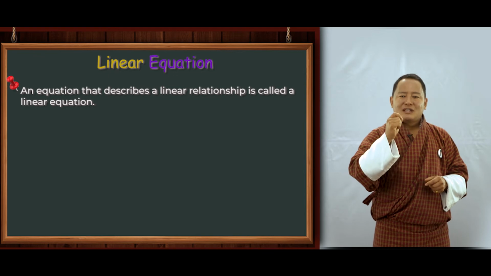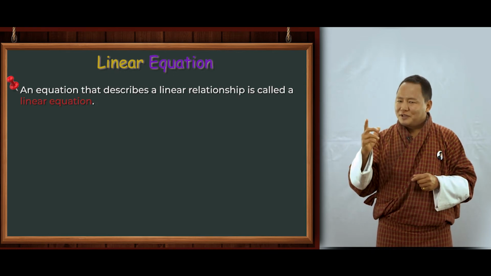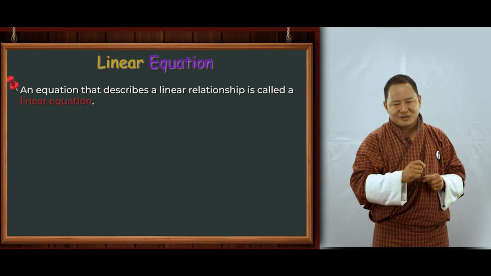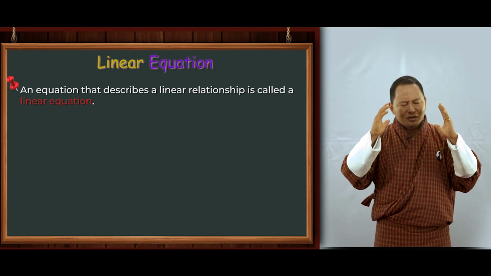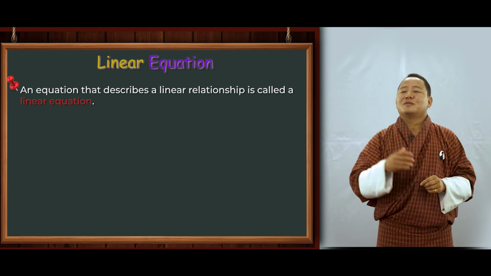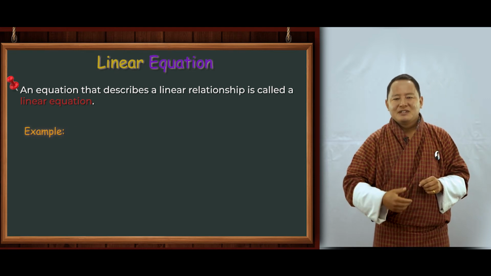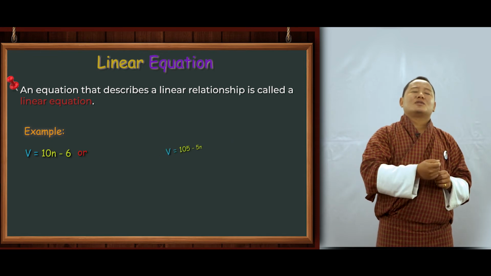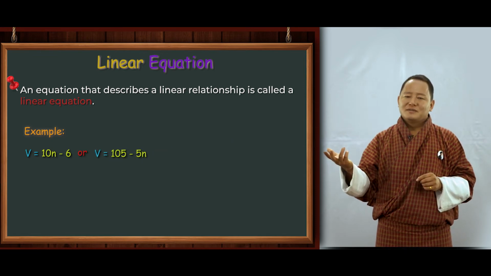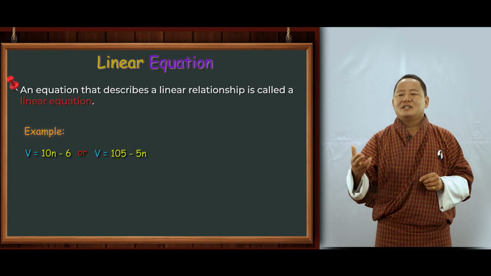An equation that describes a linear relationship is called a linear equation. So far we came up with so many equations, and all those equations are examples of linear equation. For example, v equals 10n minus 6, or v equals 105 minus 5n. So these are all called linear equations.